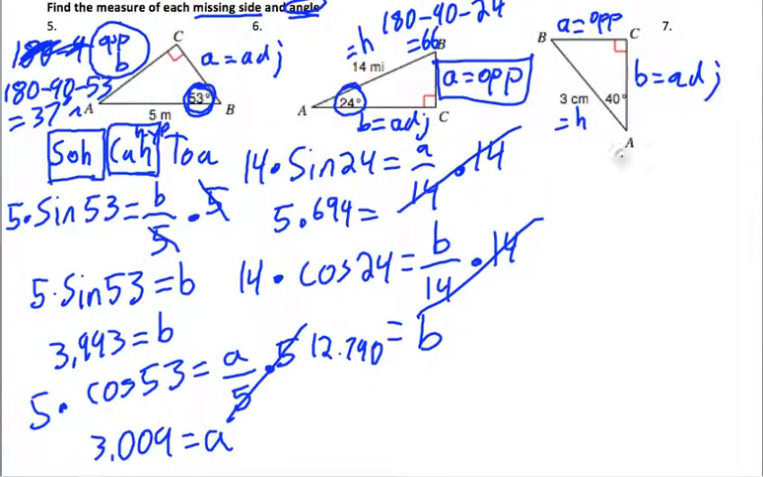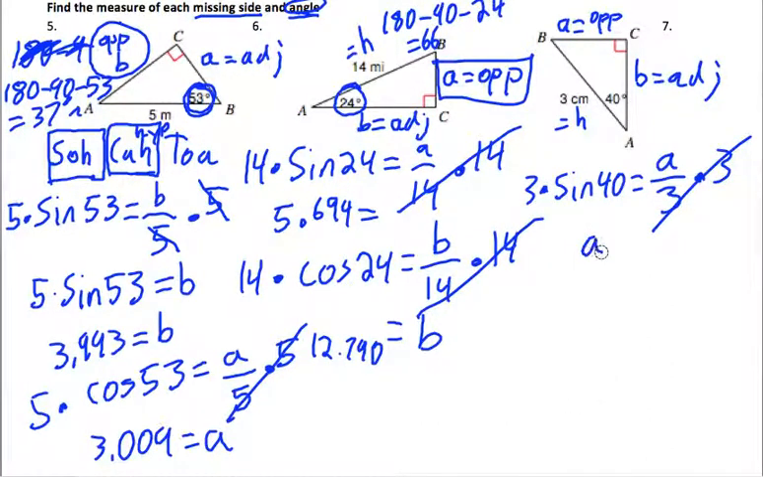So let's do the opposite first. So we're going to be using sine. Sine of 40 is opposite over hypotenuse, a over 3. Multiply this and multiply to get our solution. And what we get for our a value, our first side, is 1.928.